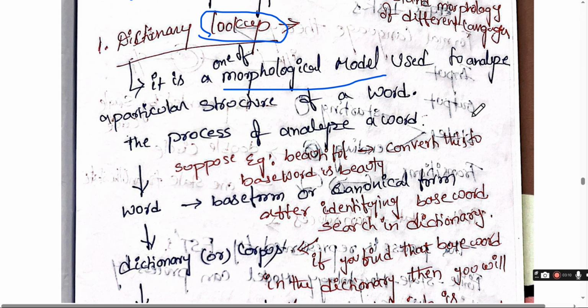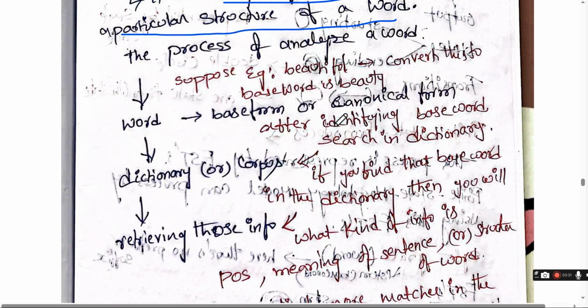This morphological model is used to analyze a particular structure of the word. All morphological models are used to analyze the structure and formation of words only. Okay, the procedure is different. So now coming to the procedure of dictionary lookup. How the process will happen for analyzing a word in the dictionary lookup model: suppose you consider a simple example. You can consider any example, but here I used beautiful.